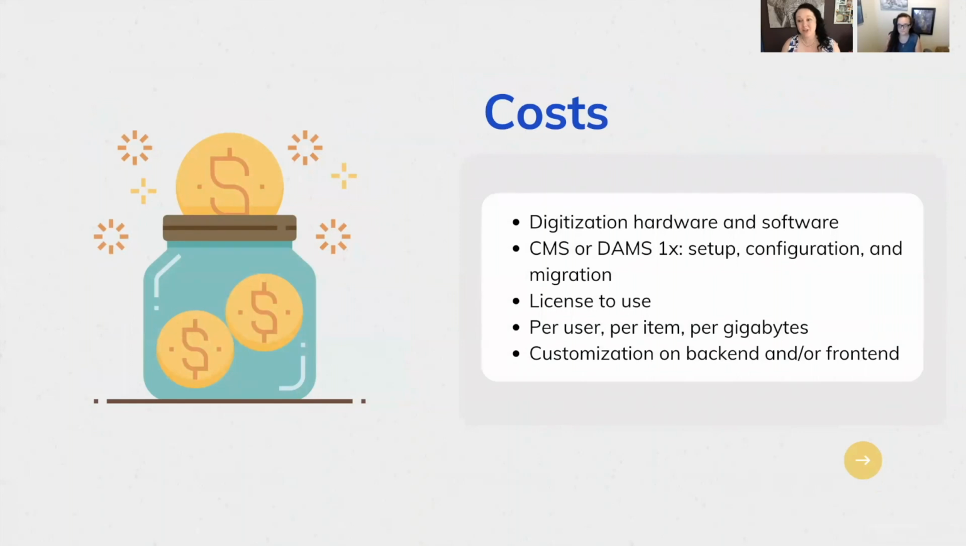All right, another challenge is cost, of course. There is the digitization hardware and software that Andretta walked us through in her section, and then also thinking about the collections management system or DAMS system that you're getting. There's the one-time setup, the configuration, the migration, and then license to use it, license to store it, any sort of customization you need. Andretta, I realized I just said your bullet point. Would you like to add to it?